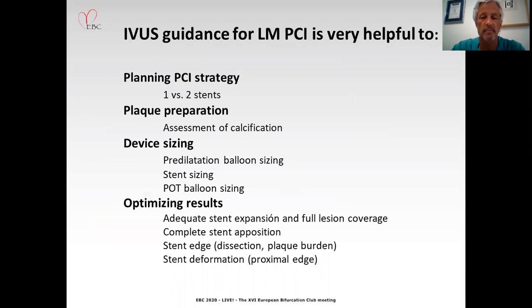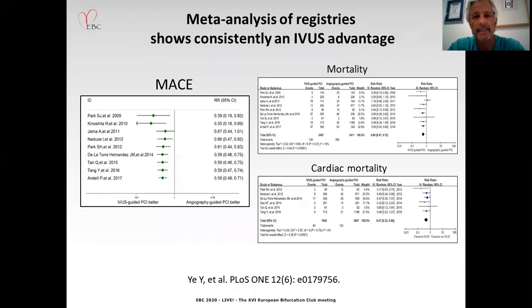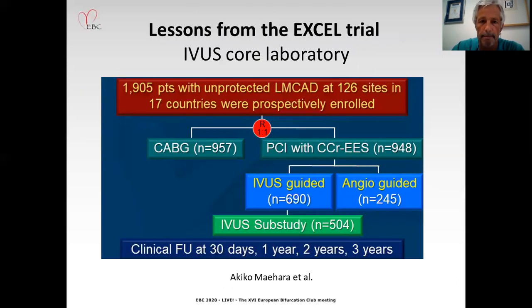IVUS guidance for LM PCI is very helpful to plan the strategy, to prepare the plaque, to size the devices, balloons, stents, and to optimize the results by assessment of stent expansion, stent position, stent edges, and potential stent deformation. Meta-analysis of registries comparing IVUS guidance and angiography guidance in LM PCI show consistently an IVUS advantage in terms of MACE, mortality, and cardiac mortality.